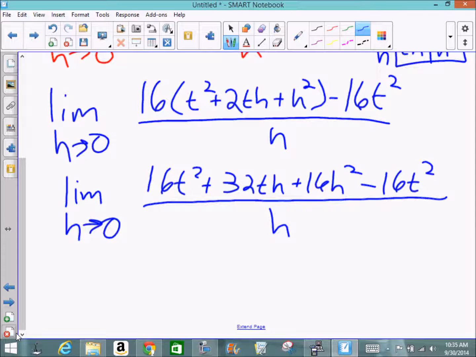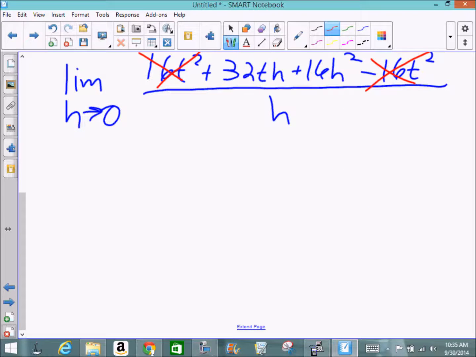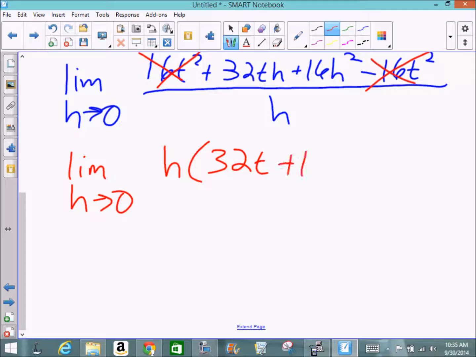Now at this point, we should always double check our work, because what should happen if you're doing this correctly is anything without an h in the term should cancel. In other words, 16t squared will cancel with negative 16t squared. This will happen every time. So the numerator, when you're done with this step, everything should cancel except for a term that has an h in it. If that's not the case, you made a mistake.